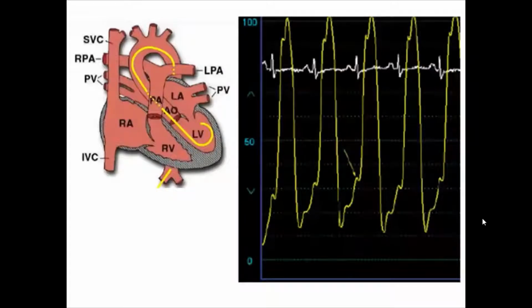Then from the aorta, we will push our catheter down to the LV. We will see this tracing of the LV. Normal values are around 120/10. So in this image, there is a high LV-EDP. This arrow points to the LV diastolic pressure, which is high in this tracing. So we will come, for example, for this.